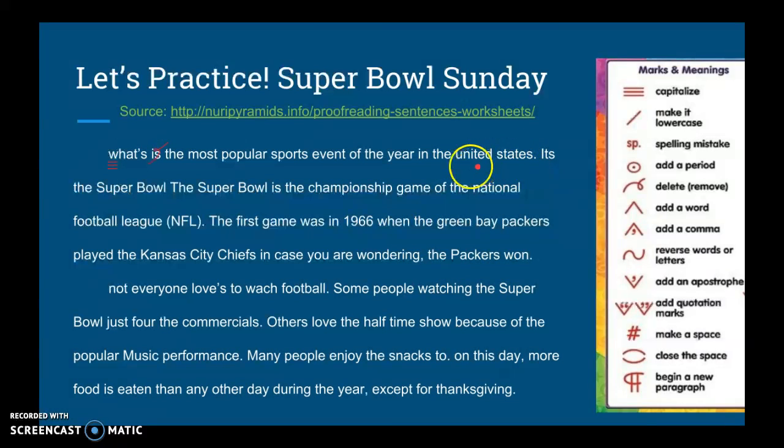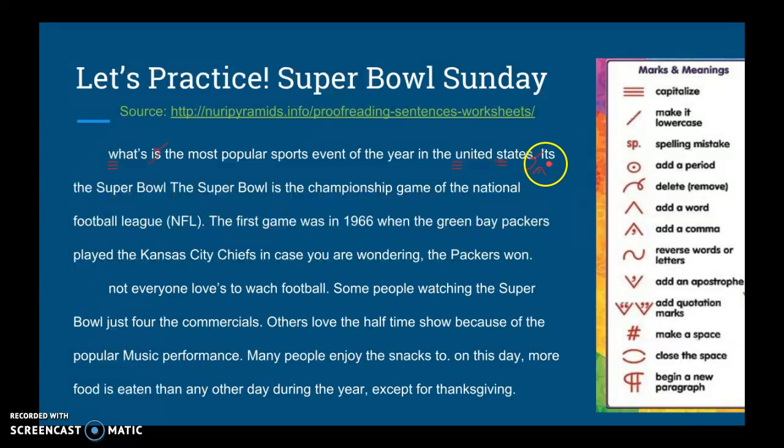United States. That's the name of a country, so it's a proper noun. And what do we do with proper nouns? That's right, we capitalize them. So we need to use these symbols under the U and S to tell the writer to capitalize them. Now, the last thing in this first sentence is that it's not really a sentence with a period, it's really a question. They're asking, what's the most popular sports event of the year in the United States? So we need to take out this period, and we need to add in with a caret a question mark. Now that first sentence is complete.